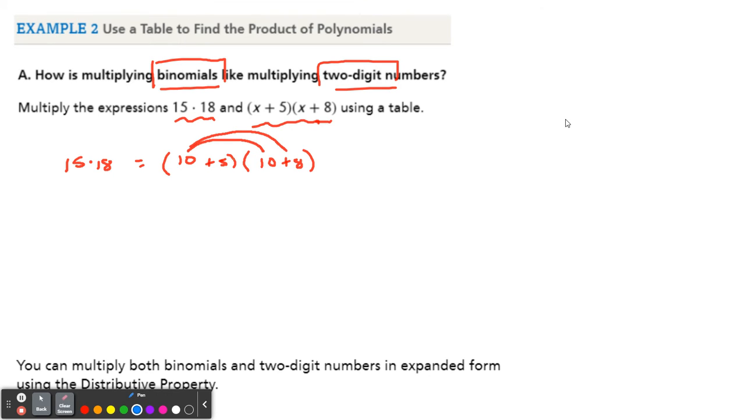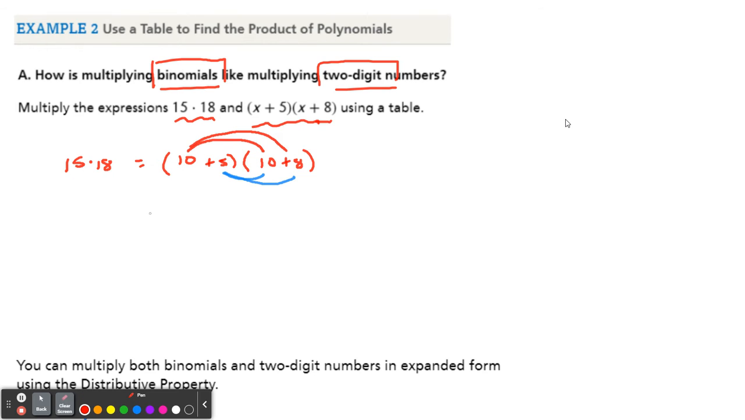We then need to multiply this 5 by that 10 and this 5 by that 8. Everything in the first parenthesis gets multiplied with everything in the second parenthesis. Notice the only 2 things that don't get multiplied are the 10 and the 5 and the 10 and the 8. And that's because there's addition between them. It's not multiplication.